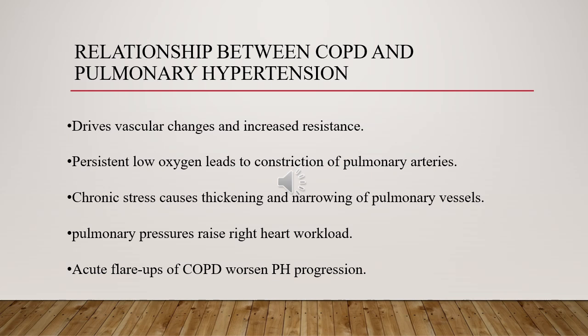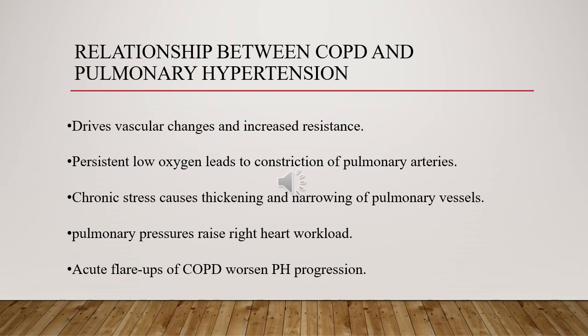chronic lung inflammation playing a central role. Inflammation in the airways, triggered by exposure to irritants such as tobacco smoke, leads to structural lung changes and contributes to altered pulmonary vascular tone.